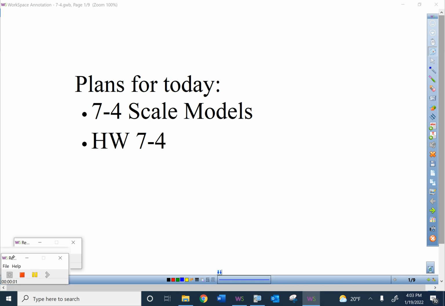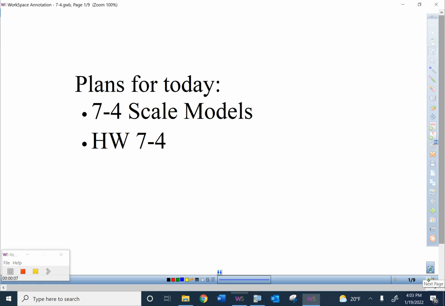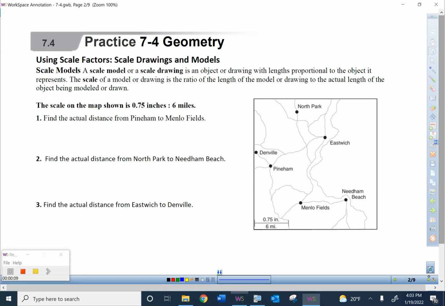Alright y'all, today we're going to be talking about scale models, their application of similar polygons and ratios that we've been dealing with all chapter long. The first application is on a map. This map represents a scaled down version of the actual distances between each of these cities on here. It tells us the scale is 0.75 inches is representing 6 miles in real life.